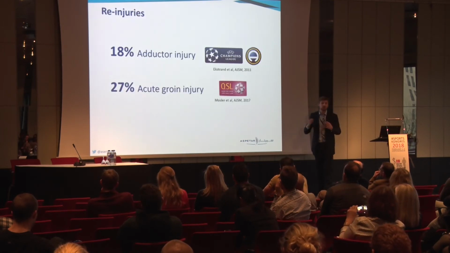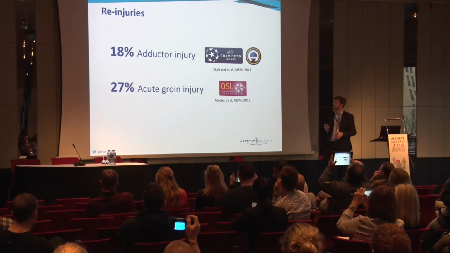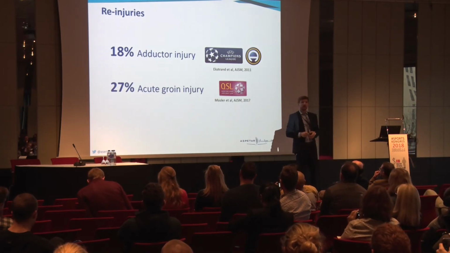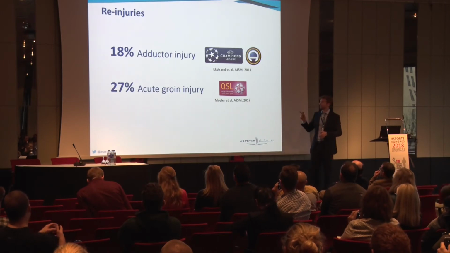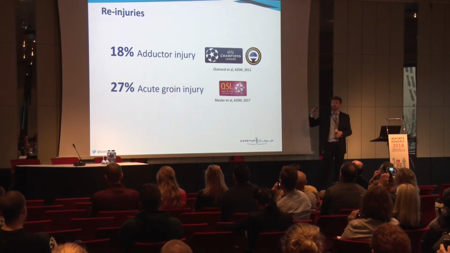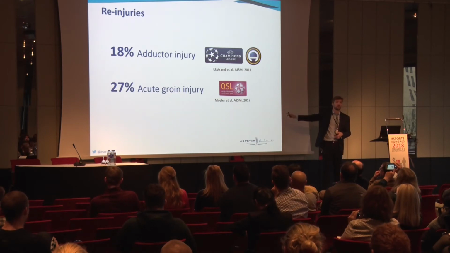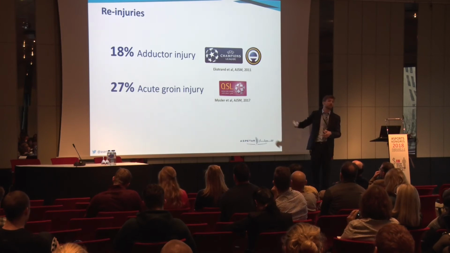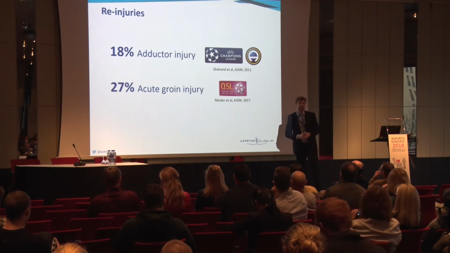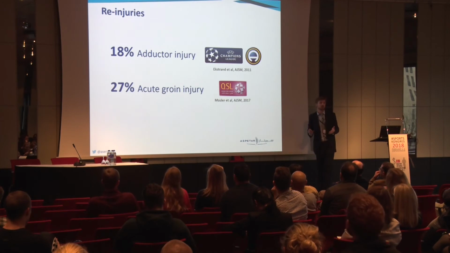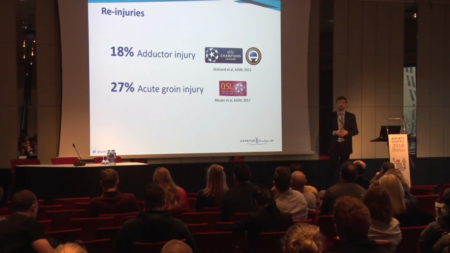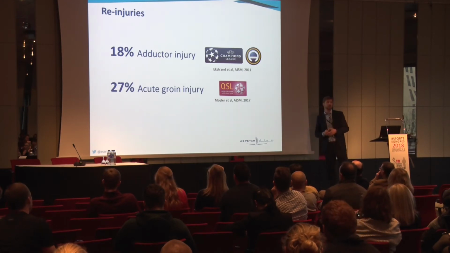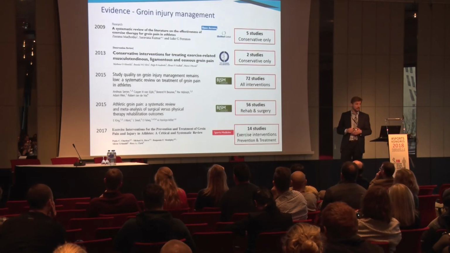What is the bigger problem is the high number of re-injuries. In the same study, they had about 18% re-injuries in the adductor, and down in Qatar, Andrea mostly looked at the epidemiology of the Qatar Stars League, which is the best football league in Qatar. She saw that 27% of the players who had an acute groin injury had a reoccurrence, so a very high number, and probably something that we need to focus a lot of our attention on.